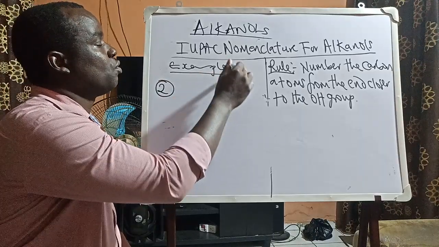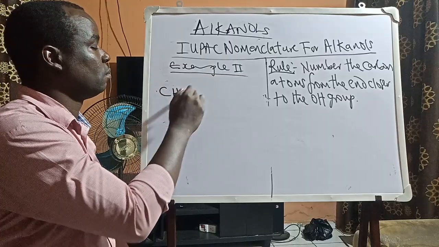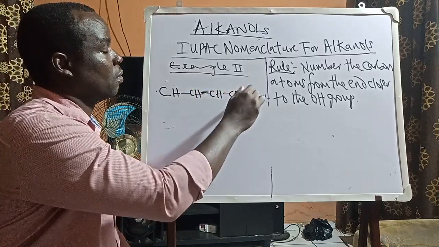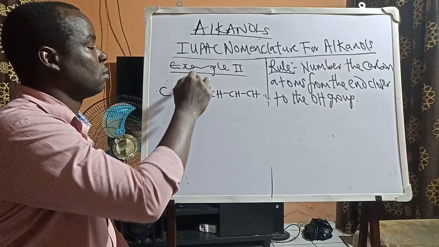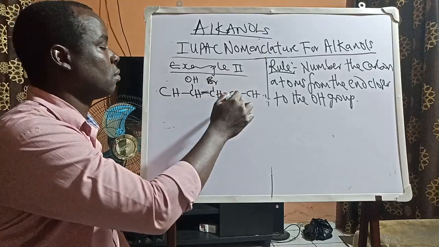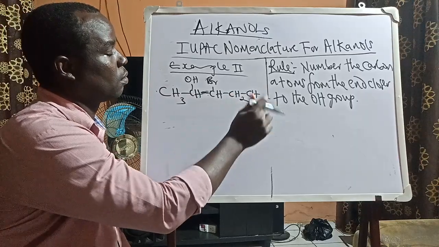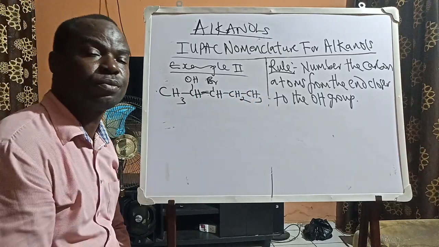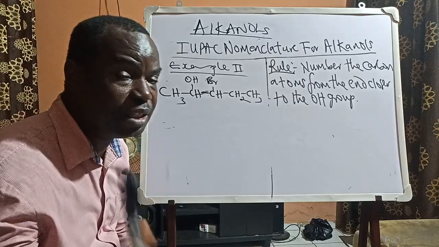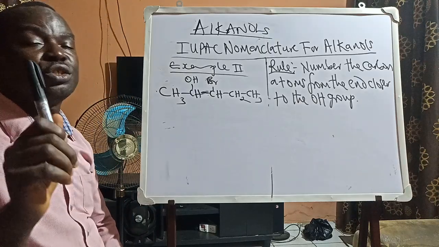Example 2. Now we have CH. Now look at this structure here. Once you see an alkanol, your eye should go to where the OH is. Your eye should go to where the OH is.